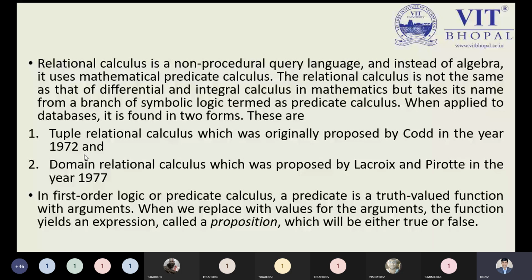Codd in the year 1972. Of course, it was approximately 50 years ago. We are talking about 50 years ago. And the domain relational calculus was proposed by Lacroix and Pirotte in 1977. So first, which came, that is the tuple relational calculus.